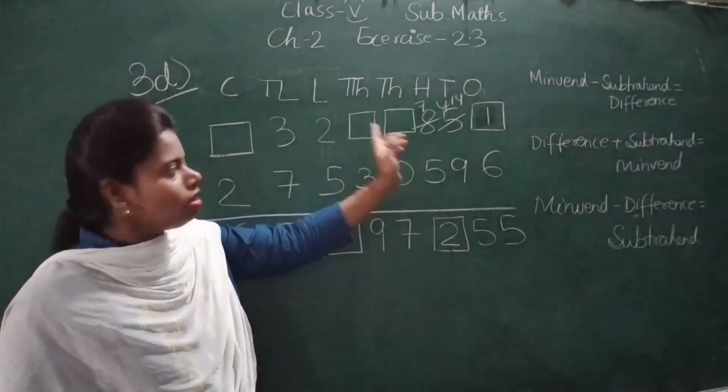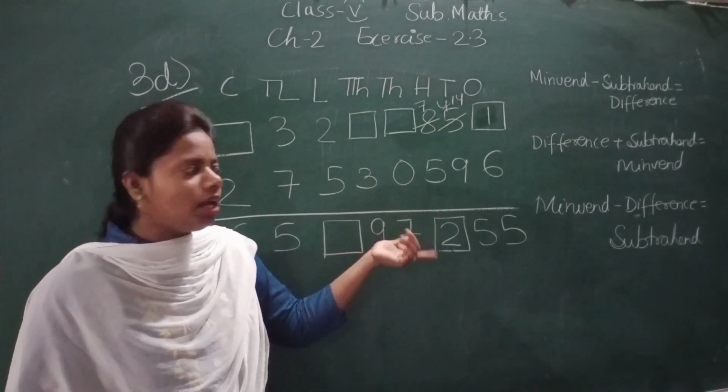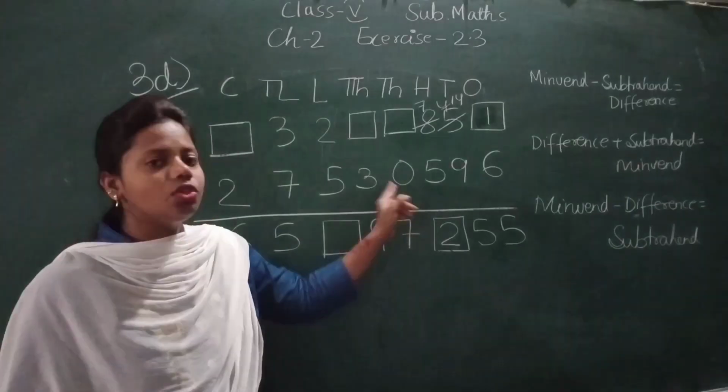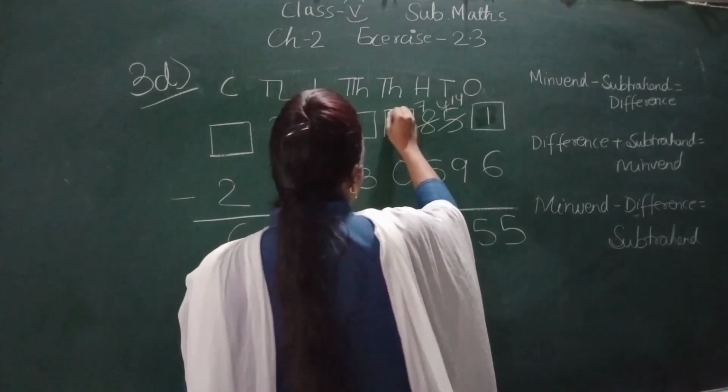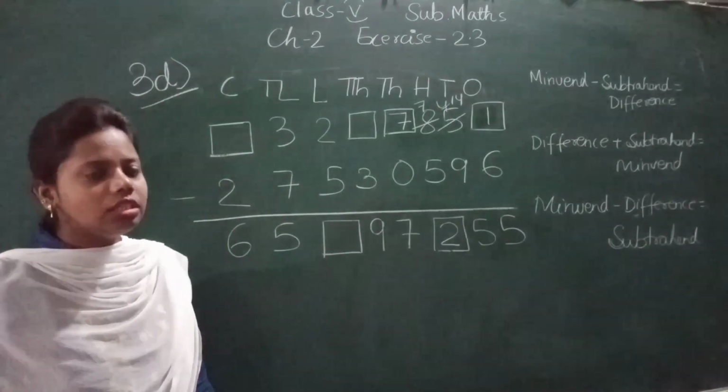Now see it. Here the minuend is missing. So what you have to do? We have to find the minuend. And how to find the minuend? Difference plus subtrahend. So 7 plus 0 is 7, so here will be 7. Now see, 7 minus 0 is 7.